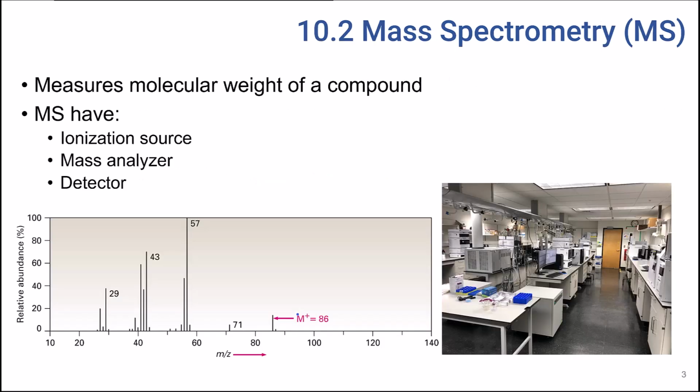So mass spectrometry measures the molecular weight of a compound, like we just mentioned. In order to obtain a mass spectrum, we have to have an ionization source, a mass analyzer, as well as a detector. This picture here shows our instrument lab, the Cannabis Center for Excellence lab, where we have several different types of mass specs, and there are different types of ionization and also different detectors. All of them in some form are going to give us a spectrum that looks like this, where we get a mass, or the M+.